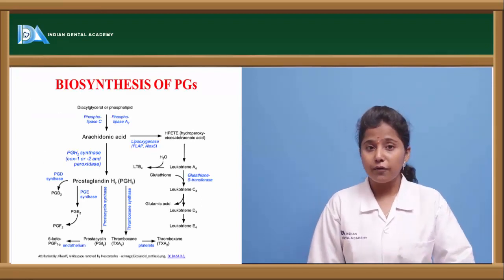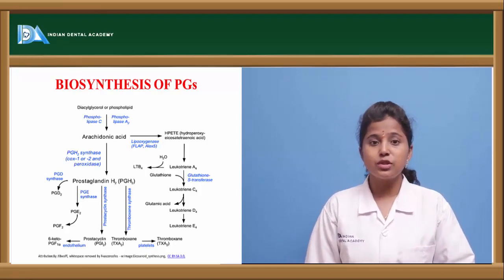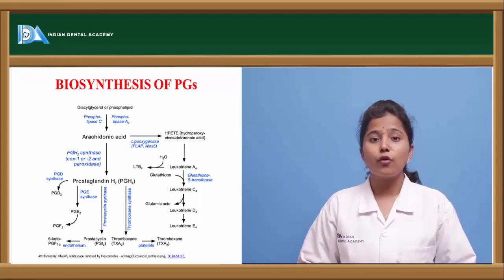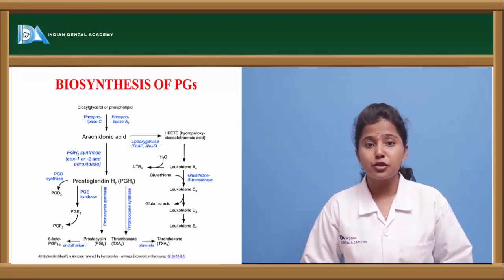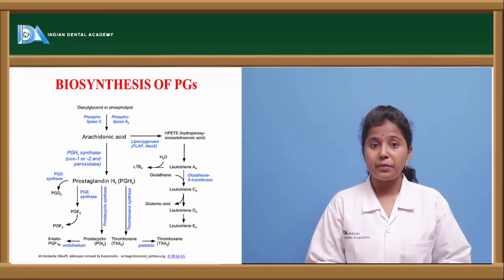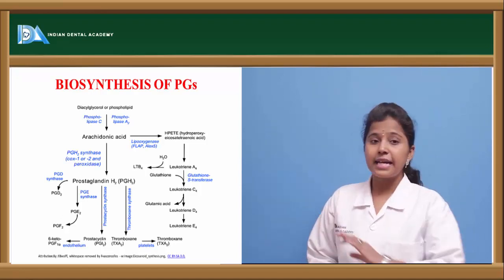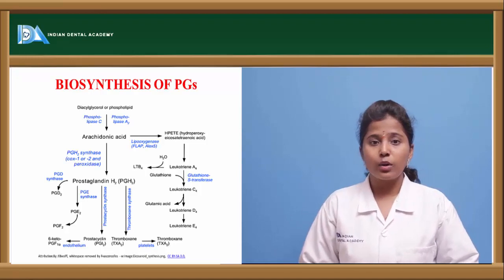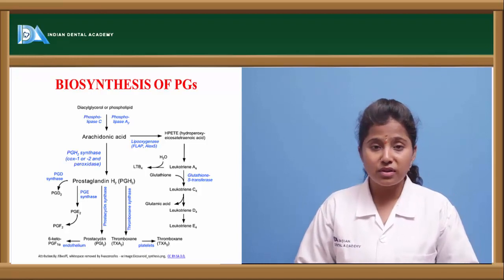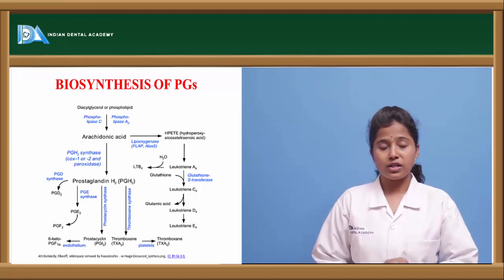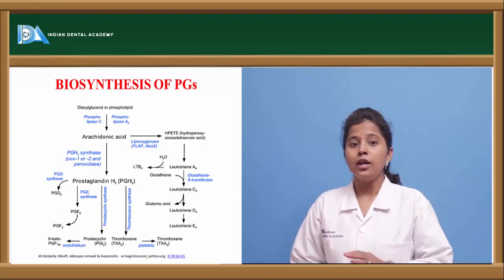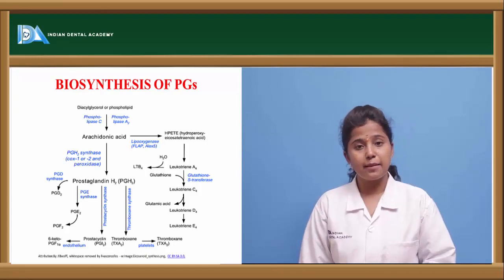I told you prostaglandins are formed from a polyunsaturated fatty acid called arachidonic acid. This arachidonic acid is released from the phospholipid membrane by the action of an enzyme called phospholipase C. When phospholipase C acts on the phospholipid membrane, it releases arachidonic acid. And this arachidonic acid undergoes two pathways. One is the cyclooxygenase pathway, also called the COX pathway, and the other is the lipoxygenase pathway, also called the LOX pathway. From the cyclooxygenase pathway, the prostanoids are formed, and from the lipoxygenase pathway, leukotrienes and lipoxins are formed.